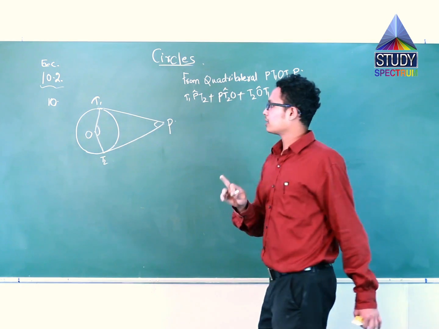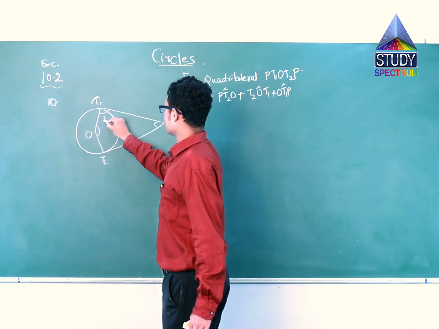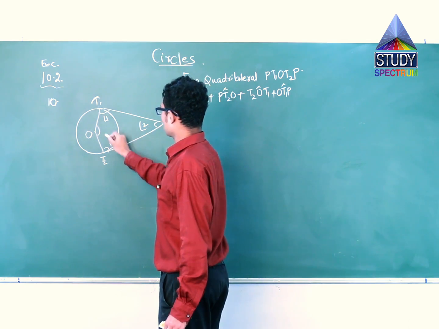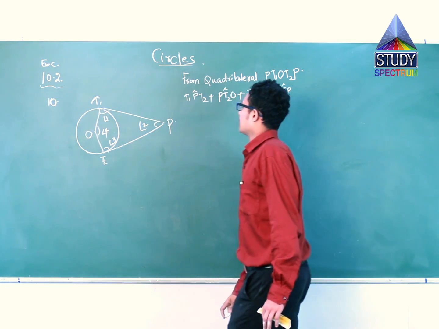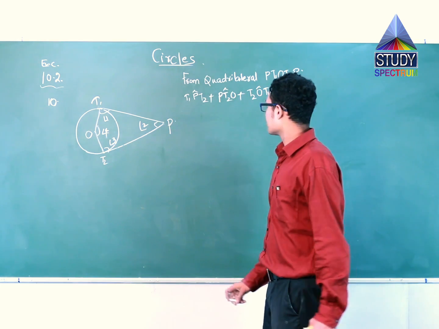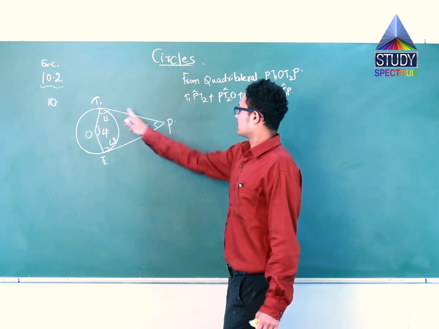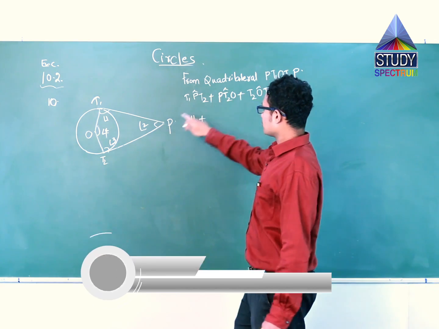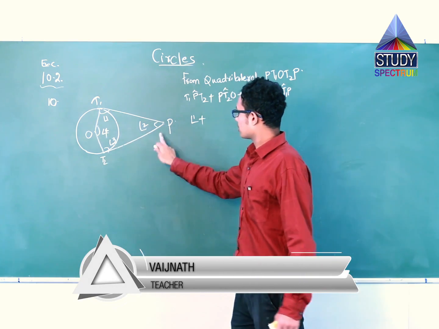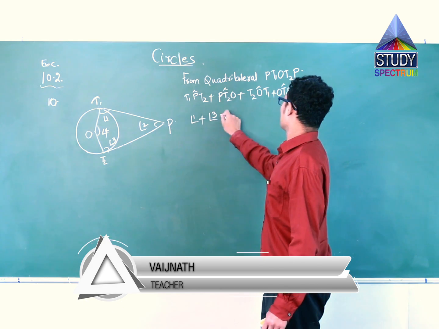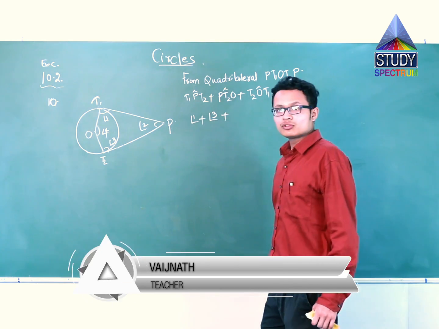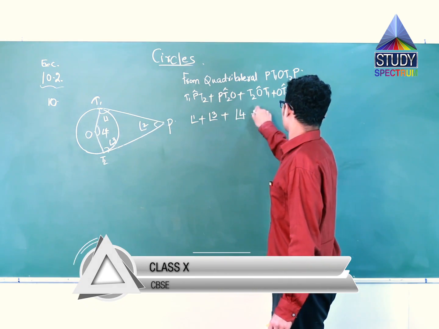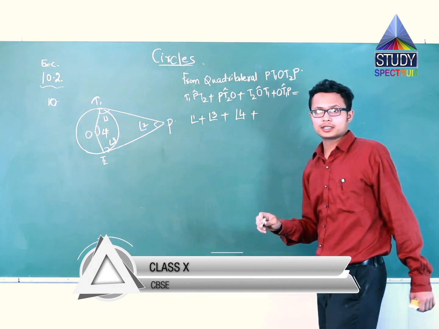How many angles? 4 angles. Say this is 1, say this is 2, say this is 3, and say this is angle 4. I have indicated them by numbers now. It becomes easier that way. T1 P T2 is angle 1 plus P T2 O is angle 3 plus T2 O T1 is angle 4. Now this sum is equal to 360 degrees.